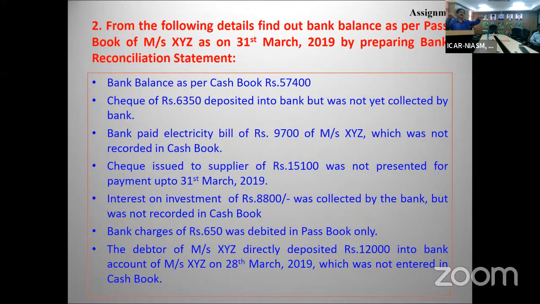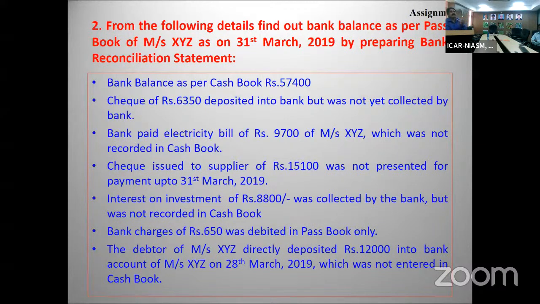This is the position: the check you have deposited means something more has happened. So what do you have to do to make it equal? Again, you have to do it in the cash book only. You have to reduce it. That is why you write: less check deposited but not credited by the bank, 6,350. Then next, bank paid electricity bill of rupees 9,700, which was not recorded in the cash book.